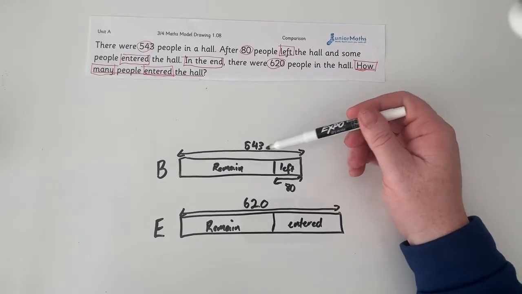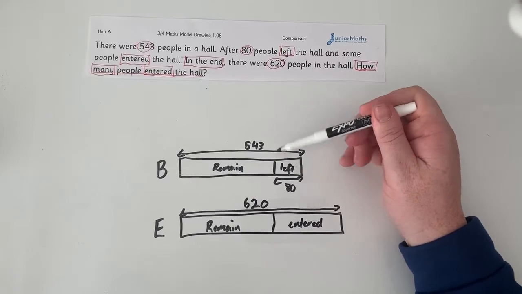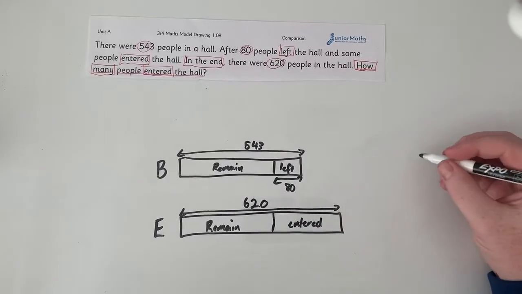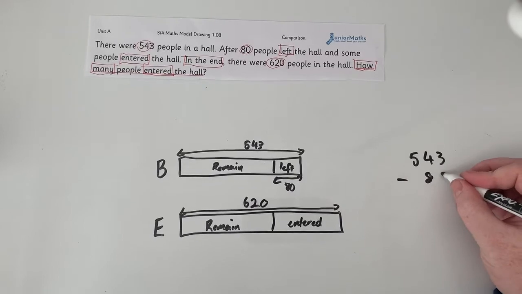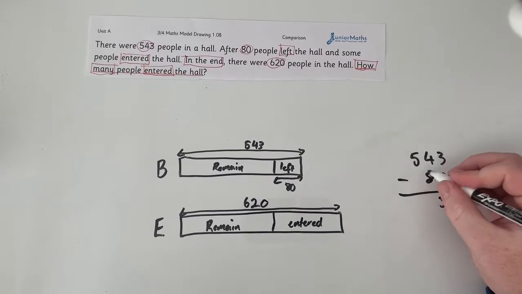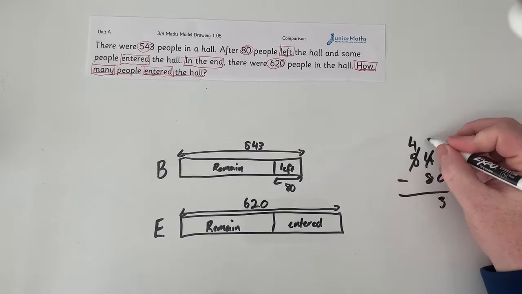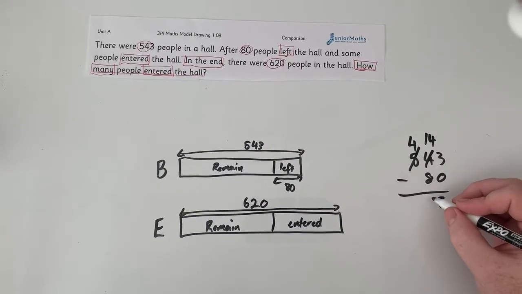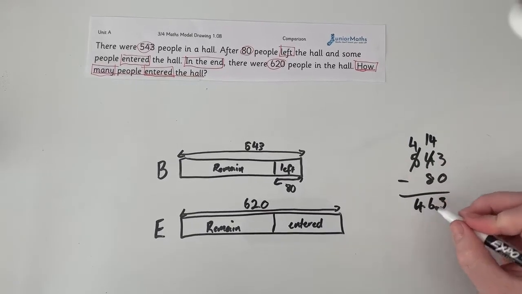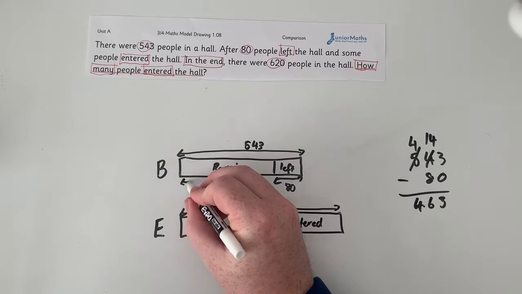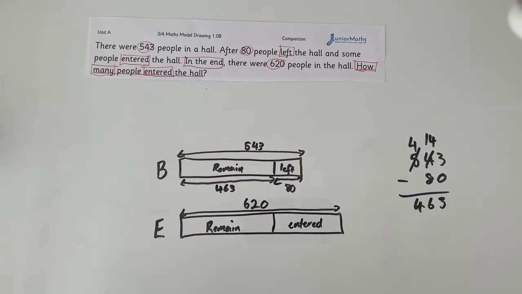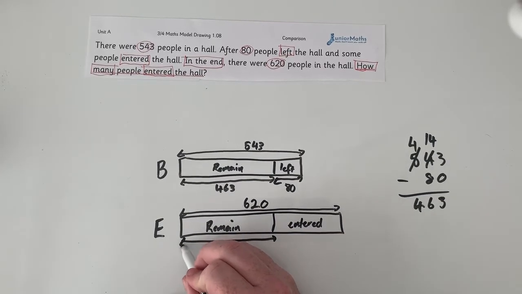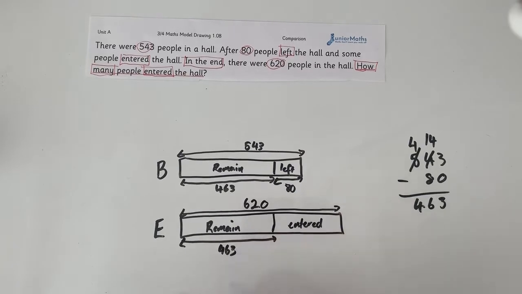So there were 543 and 80 left. So we have the total and we have a part. So if we use subtraction, we can find out what the other part is. 543 take away 80. 3 take away 0 is 3. 4 tens take away 8 tens, more on the floor. 14 tens take away 8 tens is 6 tens and 4. So that means 463 people remained in the hall, which means that same number translates here. 463 people are still in that hall.